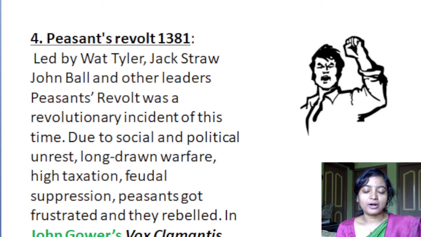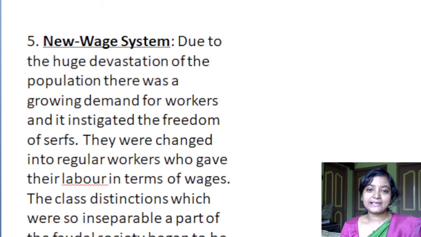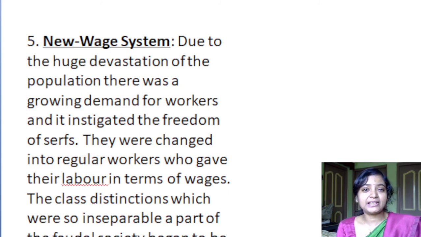Due to social and political unrest, long-drawn warfare, high taxation, and feudal suppression, peasants got frustrated and they rebelled. Again, another very important point to note down is that John Gower's Vox Clamantis narrated this incident very carefully. So what happened next to that?